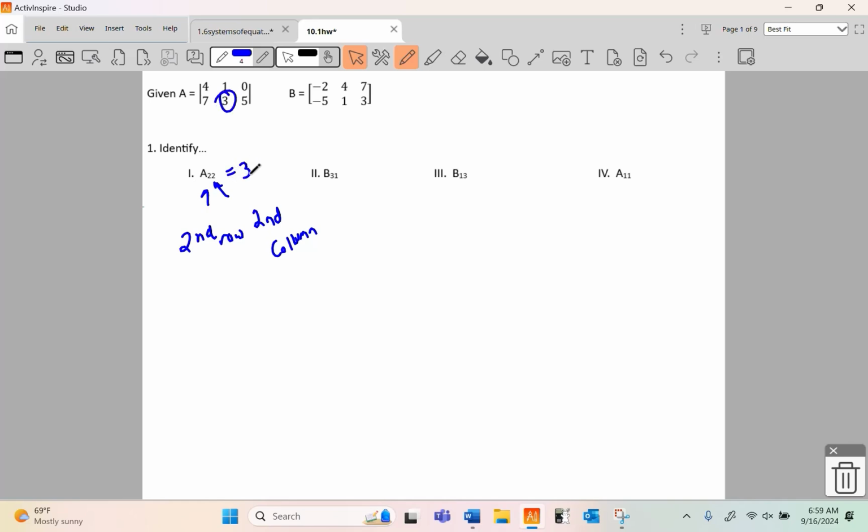All right, let's switch over to one of the B's. So let's look at this one. That's first row, third column. First row, third column, it's a 7. So that's pretty easy notation.